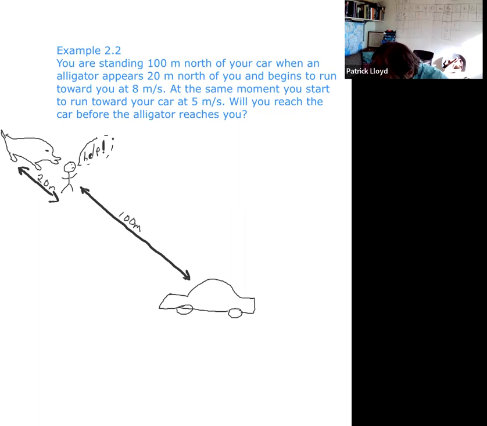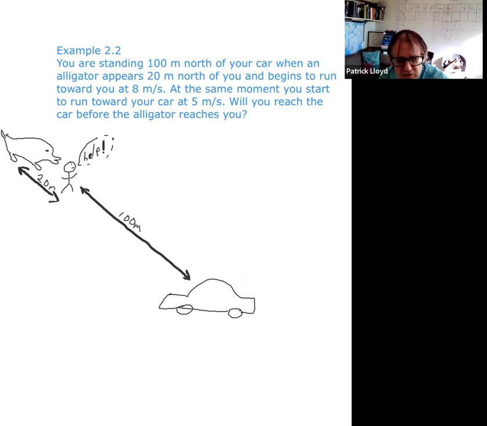Okay, so I drew a little picture here. We have the alligator that's 20 meters north of you. Doesn't really look like an alligator, it looks like a platypus, but that's okay. Maybe it's a dangerous platypus. And you're 100 meters north of the car, so you have to run 100 meters. Now you're trying to get to the car.